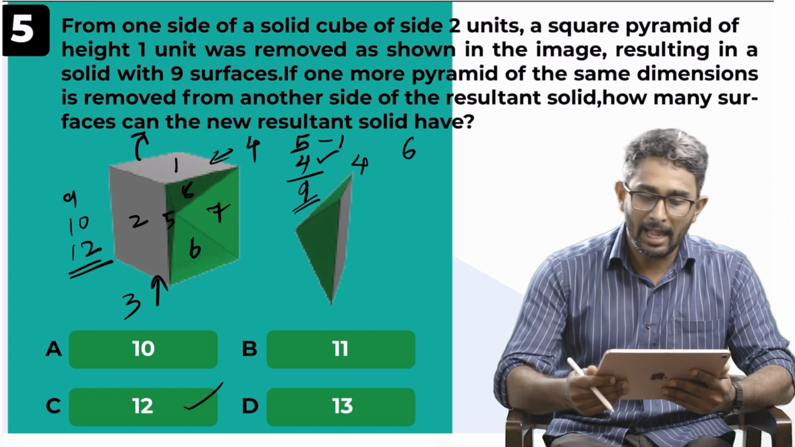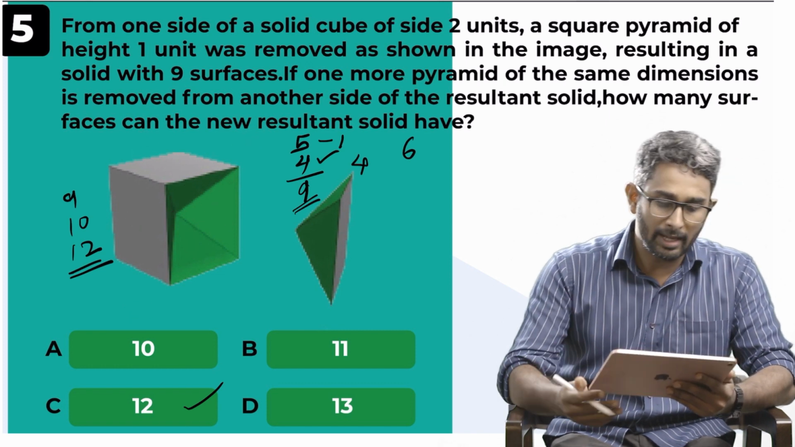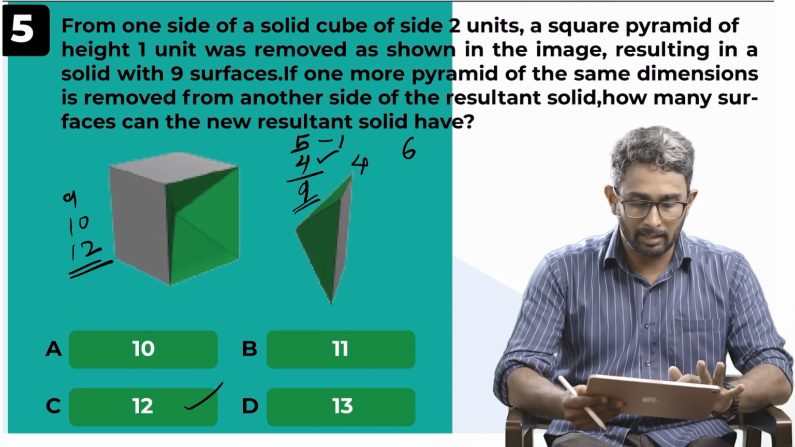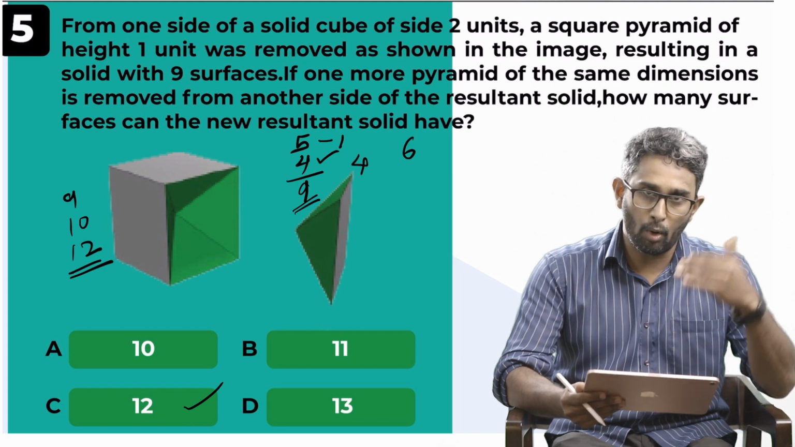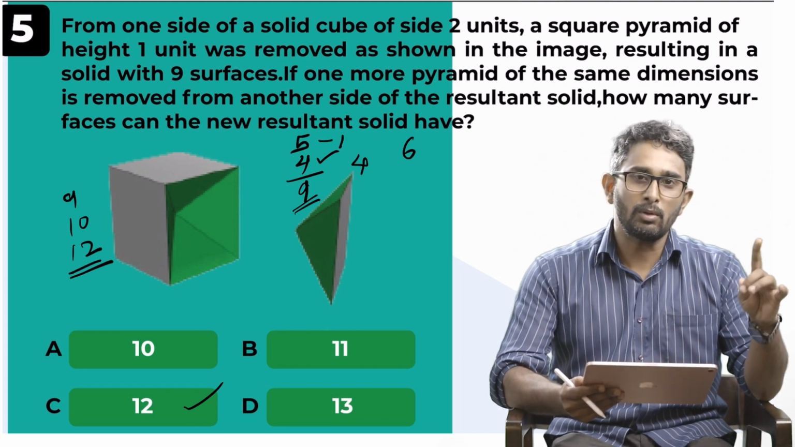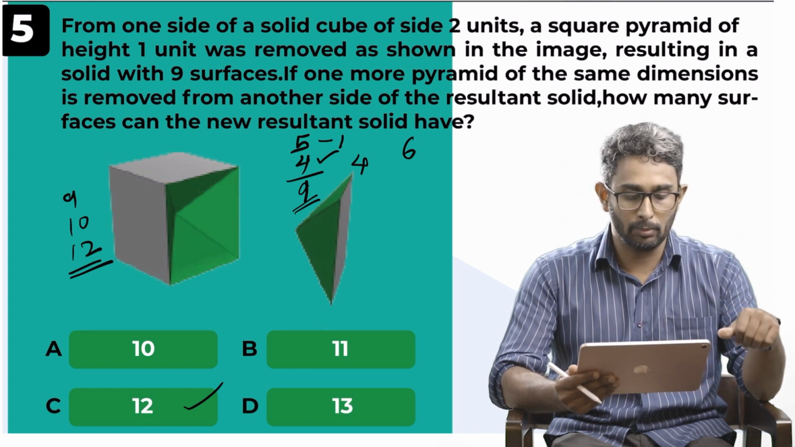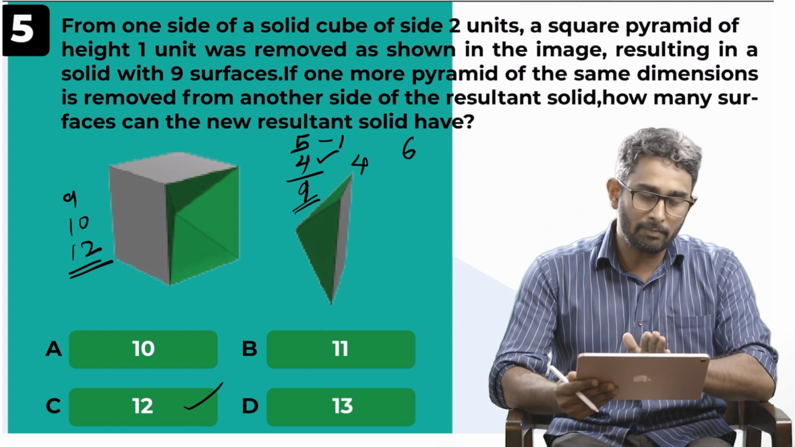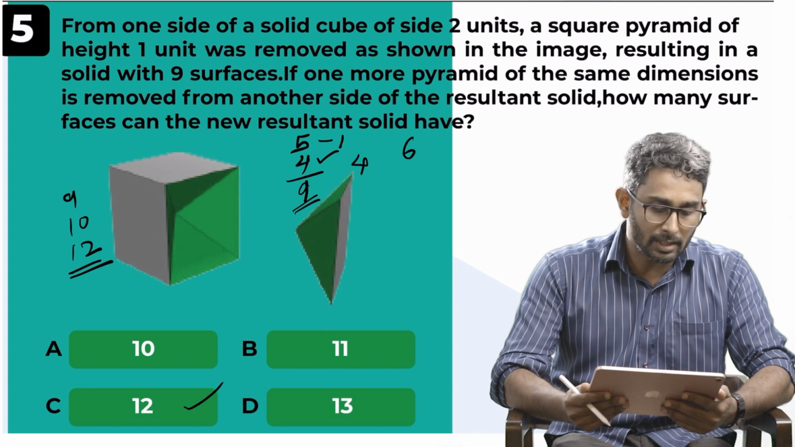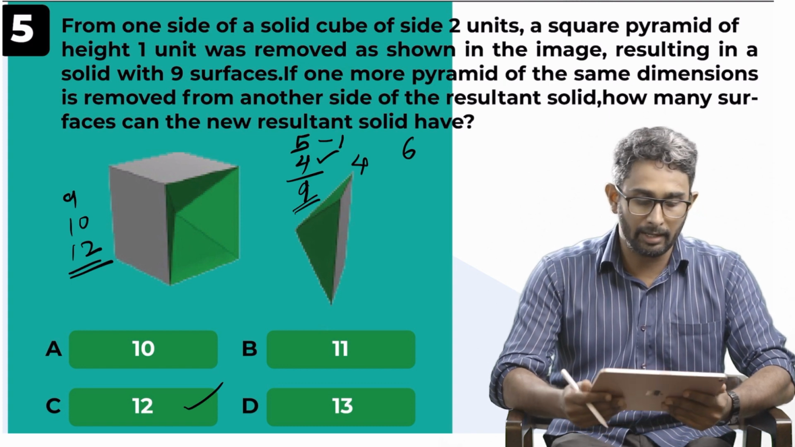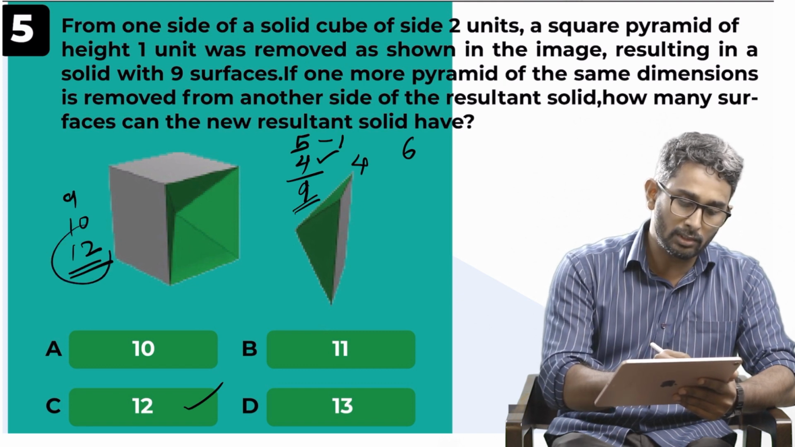So what we have done here is that we have removed, let me clear it once more. We have removed a solid pyramid from one side, and we have removed another solid pyramid from the opposite side. So there is one more way of removing a solid pyramid from this cube. If we remove the solid pyramid from the adjacent side of the removed part, the number of surfaces obtained may differ. If you remove the solid pyramid from the opposite part, we have obtained 12 surfaces.